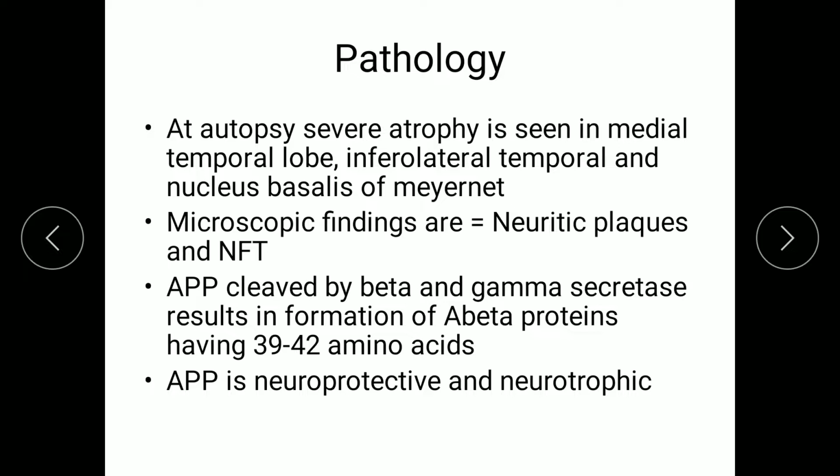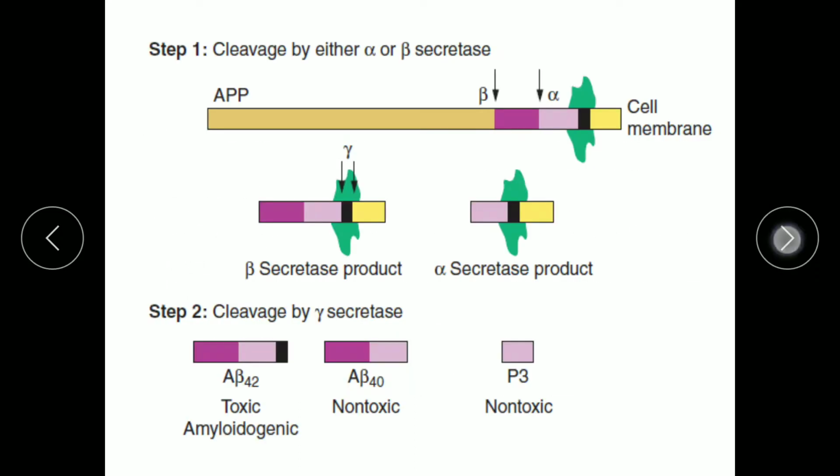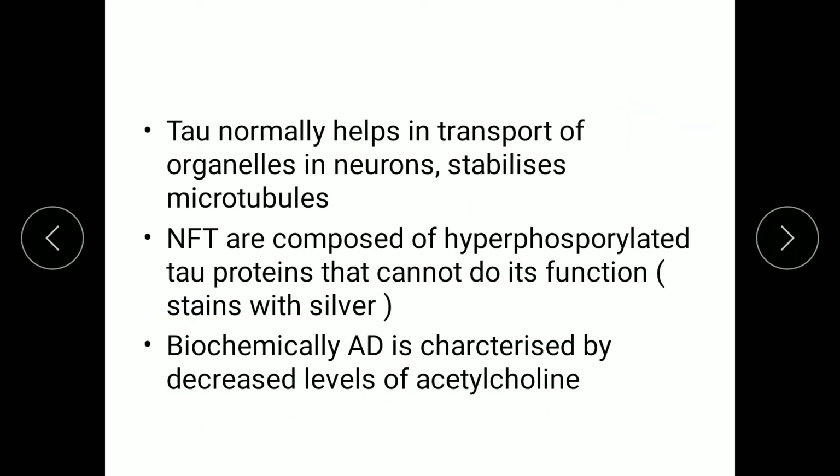Normally, the function of amyloid precursor protein is neuroprotective and neurotrophic. It promotes the growth of the neurons. When this gets cleaved by beta secretase and gamma secretase, the patient develops Alzheimer's disease. Tau, we said neurofibrillary tangles are nothing but hyperphosphorylated tau proteins. Tau normally helps in the transport of the organelles in the neurons from the cell body down the axons, and also stabilizes the microtubules. When this gets hyperphosphorylated, their function is lost. Neurofibrillary tangles are composed of these hyperphosphorylated tau proteins, which cannot do their function because of the hyperphosphorylation.